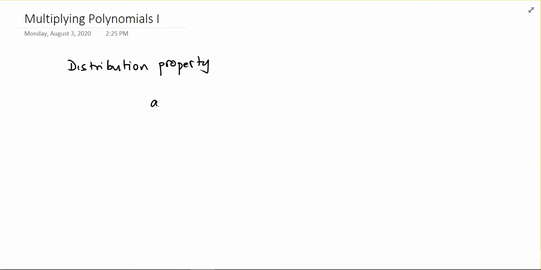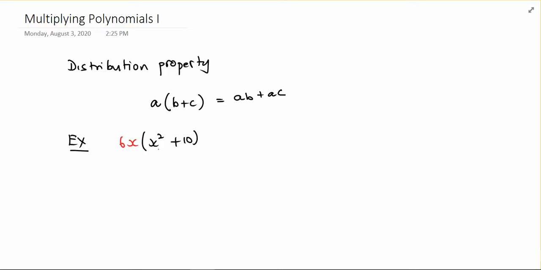The distribution property said this: if you had A times B plus C, then that is the same as AB plus AC. And this is what we will use to multiply polynomials. So for example, let's say that we had to multiply 6x. I'm just going to do this in two colors so you can sort of track how everything works. 6x times x squared plus 10.